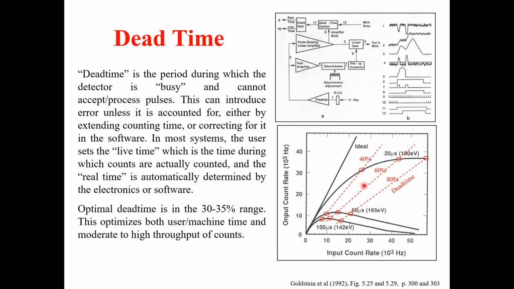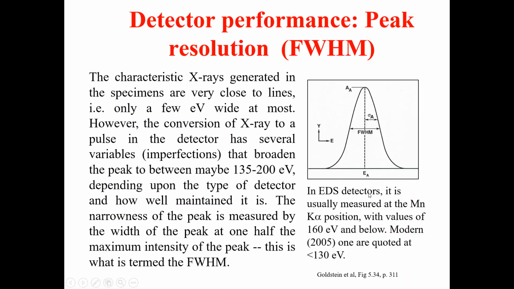Optimal dead time is in the range of 30 to 35%. This optimizes both user and machine time and gives moderate to high throughput of the counts. Next, detector performance, that is peak resolution, that is how we resolve the peak.